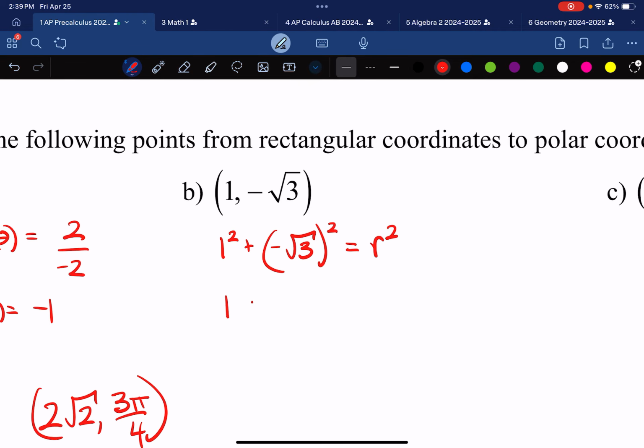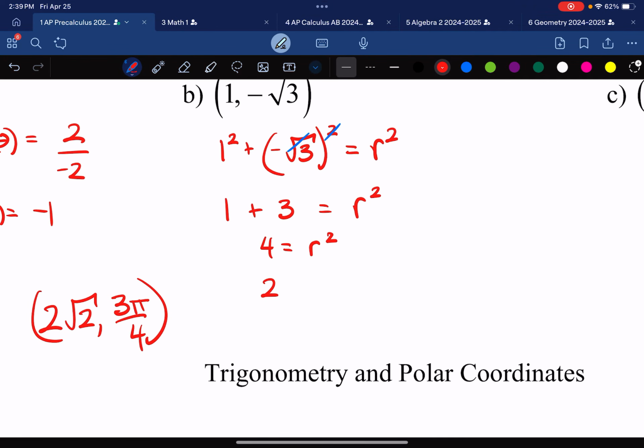But 1 squared is 1. Square root of 3 squared, again, square and square root undo each other. And whenever I square a negative, it becomes positive. This is just a positive 3, so 1 plus 3 is 4. So 4 is equal to the radius squared, and if I square root that, I get plus or minus 2. We'll just keep everything nice and in positive units. So the radius is 2 here, and my final answer is going to live right there.